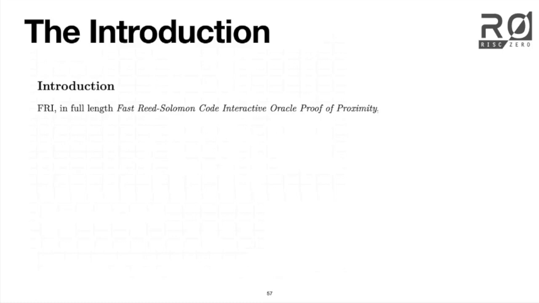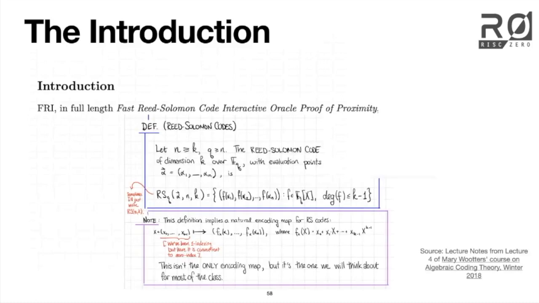So here's that first sentence. Fast Reed-Solomon code, interactive Oracle proof of proximity. I'm not going to talk about this definition, but I figured I would include it for those who are interested. This is a formal definition of what a Reed-Solomon code is. It's drawn from that same course on algebraic coding theory, which I highly recommend.